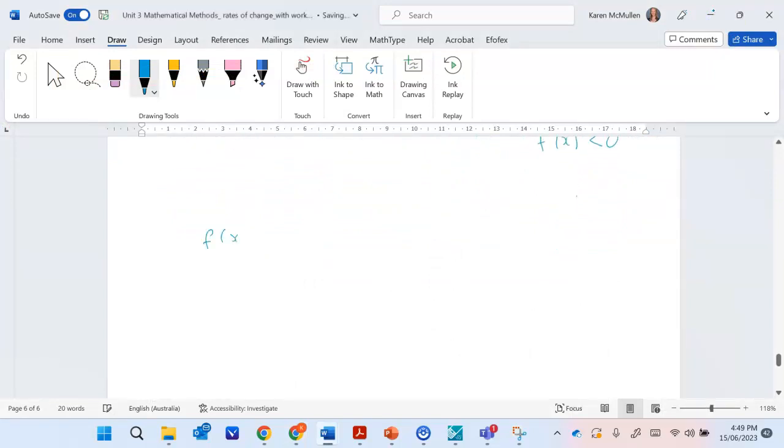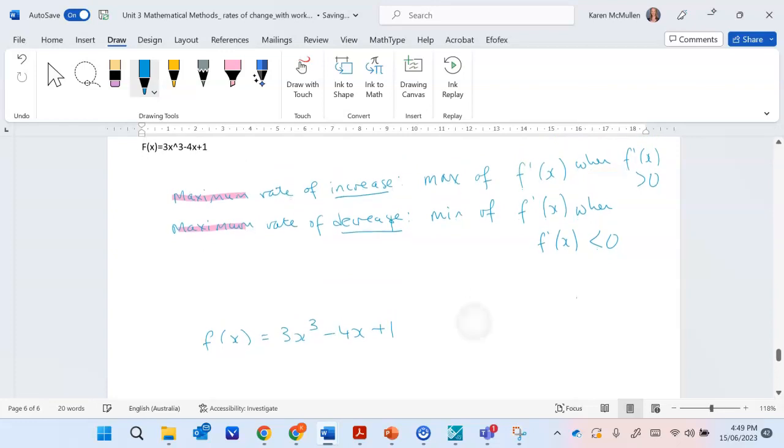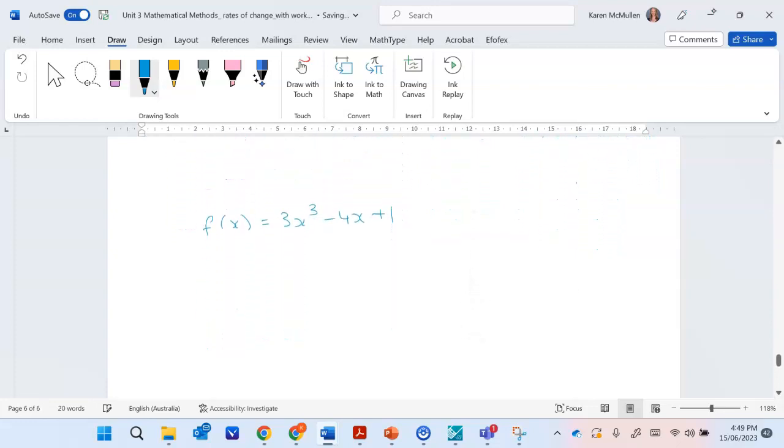So we've got f of x equals 3x cubed minus 4x plus 1. I'm pretty sure that was it. Beautiful. There's our function. If we were sketching this, we would find our x-intercepts, and we can see our y-intercept is 1. We know how to do that. Let's now find where there are stationary points. We know there are stationary points when the derivative is equal to 0.